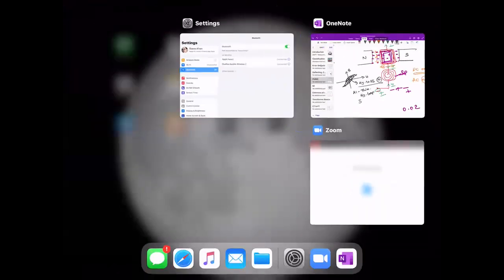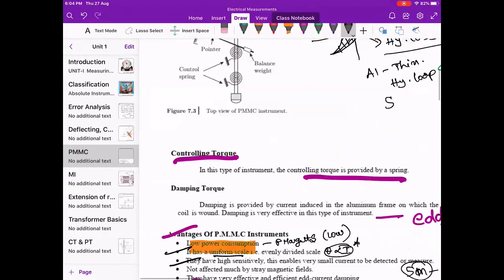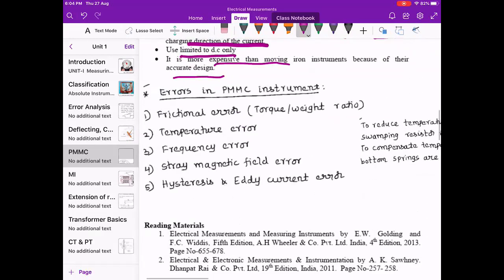Next, the disadvantages are that this device cannot be used for AC measurement because of the rapidly changing direction. We just told that. Next, it is used only for limited DC supply. More expensive, and the most accurate design. Remember, because of accuracy, it is more expensive. These are the disadvantages. And frictional error, temperature error, we will see one by one.